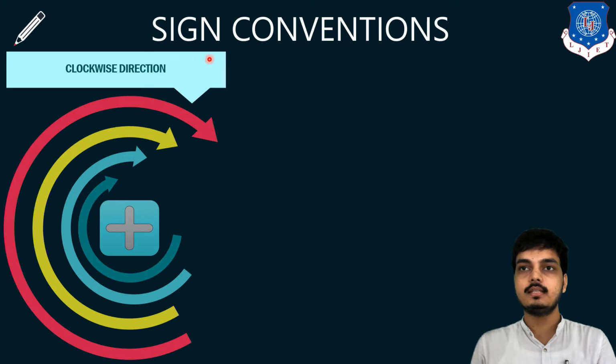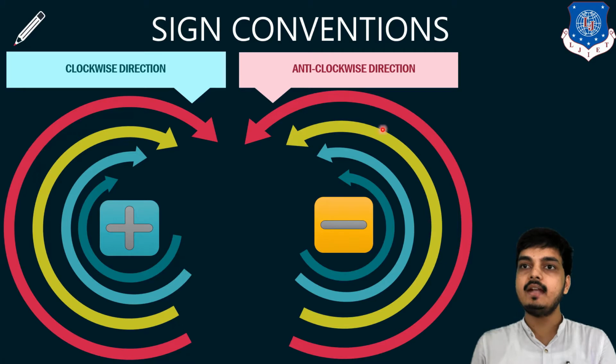Now, here you can see that the first theory is sign convention. In sign convention, first is the clockwise direction. All the clockwise direction will be considered as positive, either it is a slope, a deflection, a moment, or a reaction causing moment. In the same way, if it is in the anti-clockwise direction, we have to consider it as negative. So this is the first rule of the slope deflection method.